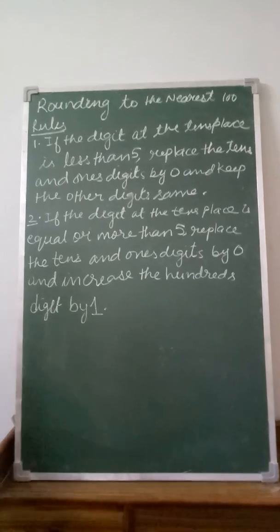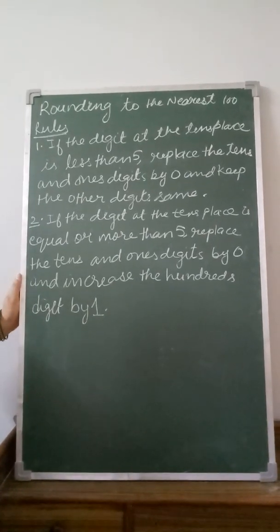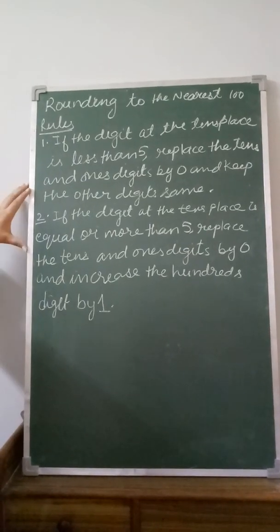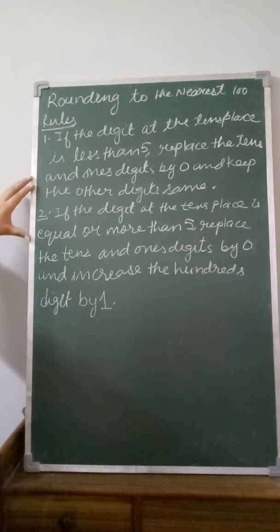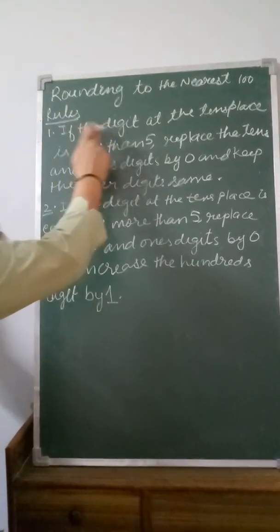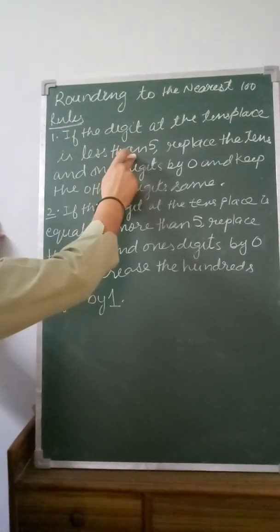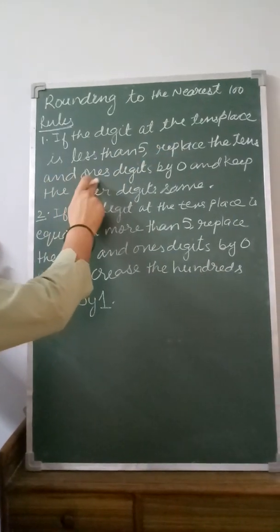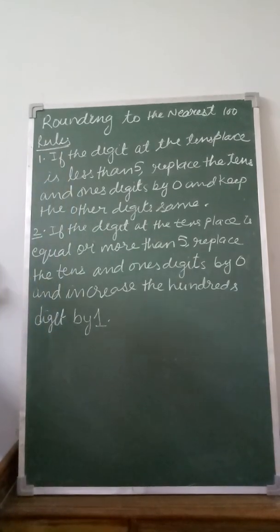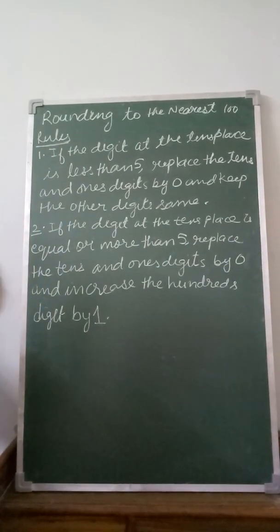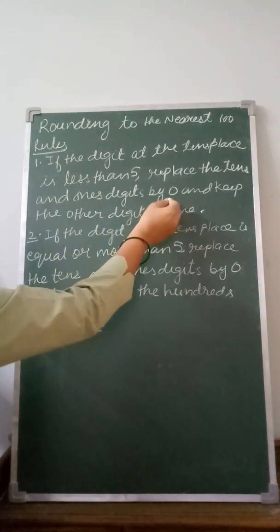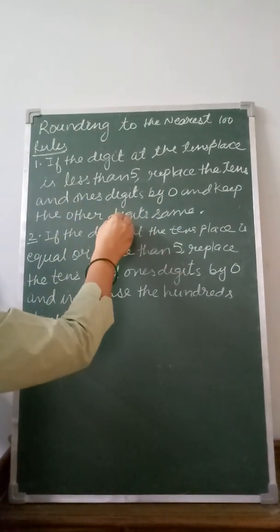Okay students, now I am going to explain the rules of rounding numbers to the nearest 100. The rules are the same, only this time we have to take care of the tens place number. So I am going to read out the rules. If the digit at the tens place is less than 5, replace the tens and ones place digit by 0. This time we are talking about the nearest 100, so we have to replace both the ones and tens place by 0 and keep the other digit the same, right?